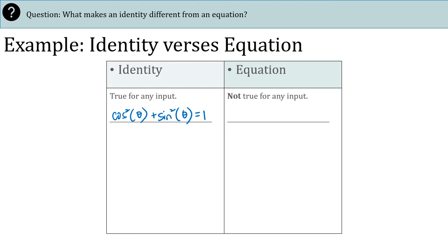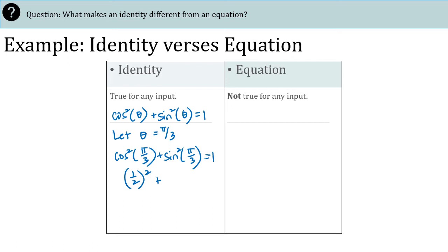So let's test it out. If we let theta equal, let's say, pi over 3, and we put pi over 3 in for our angle, then what we can do is actually find the cosine of pi over 3. Now the cosine of pi over 3 is 1/2, and I will square it. And the sine of pi over 3 is the square root of 3 over 2, and I will square that. And I'm checking to see, does this equal 1?